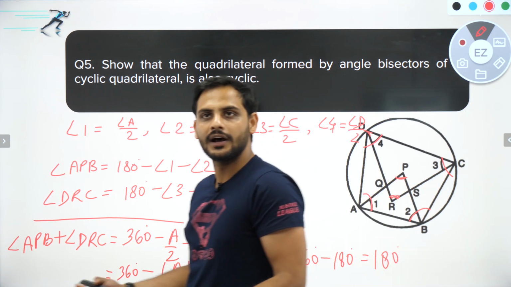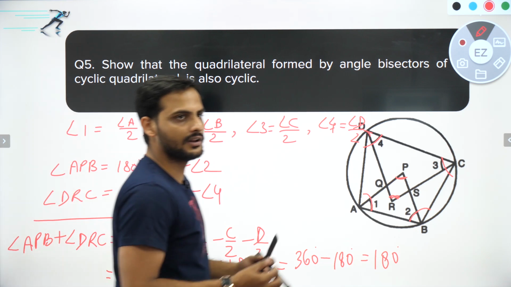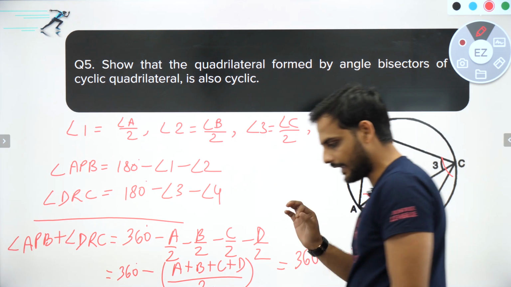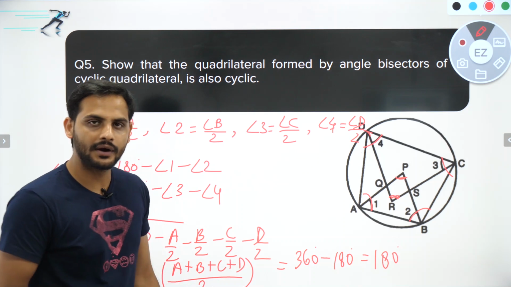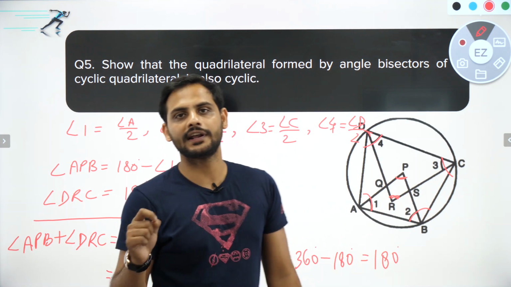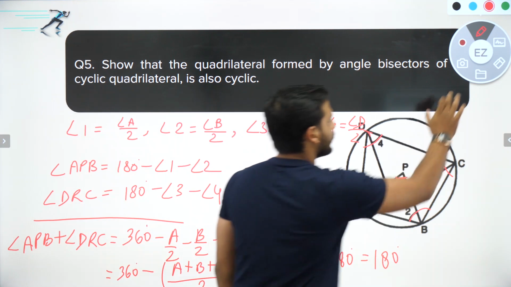That means you have proved opposite angles are supplementary, so it will be a cyclic quadrilateral. Understood? So this is how you should always focus whenever you have to prove any quadrilateral in any question. If the question is to prove that the given quadrilateral is a cyclic quadrilateral, always focus on proving the opposite angles of that quadrilateral to be supplementary. Understood? Chalo, let's move ahead.